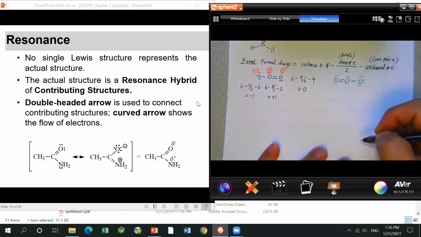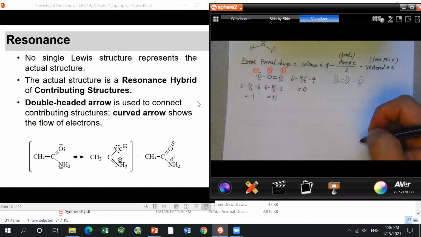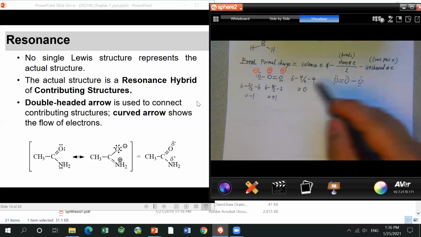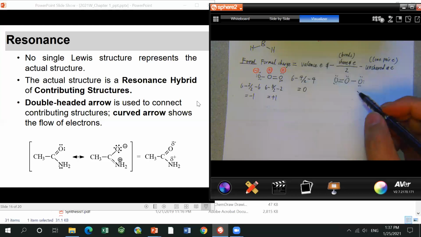This one's also right. The reason for that, for ozone, is that no single Lewis structure represents its real structure, so both cannot actually be right. The actual real structure is a hybrid of these two structures. These two structures we call resonance contributing structures.